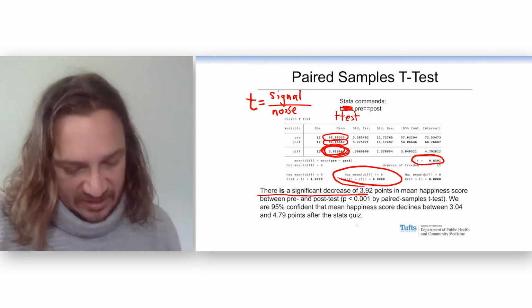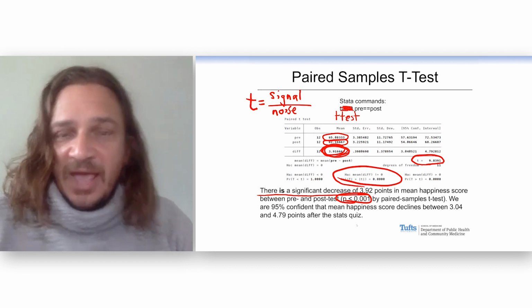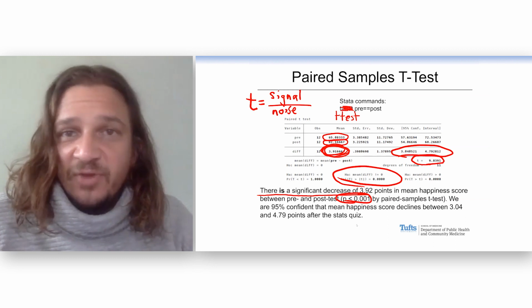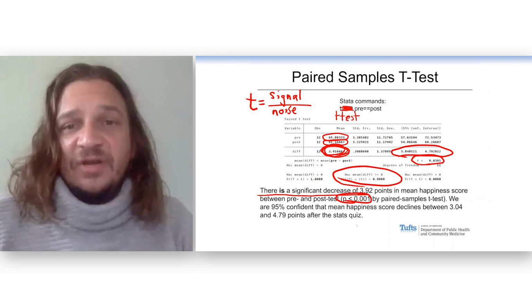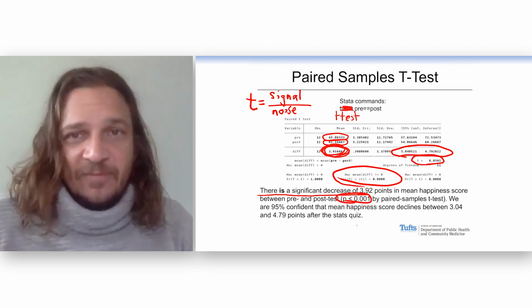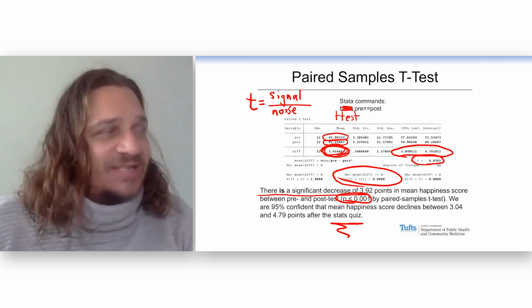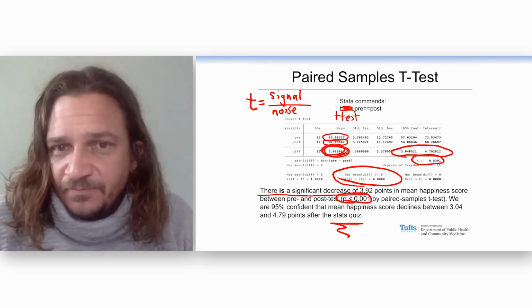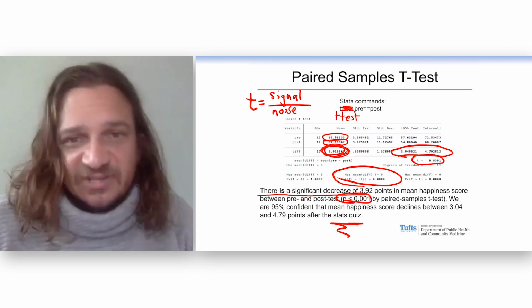The p-value is very small. It's less than 0.001. And we can look at that confidence interval and see that this confidence interval is pretty precise. We are 95% confident that on the average, after we do something to these people, say give them a stats quiz, their happiness declines on the average somewhere between 3 and 4.7. There is evidence that this is statistically significant.